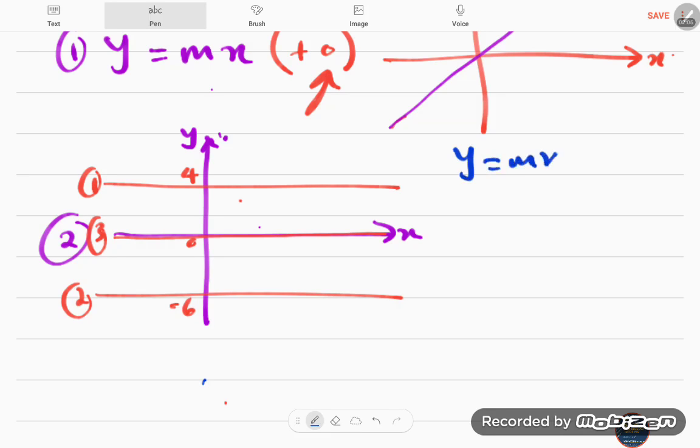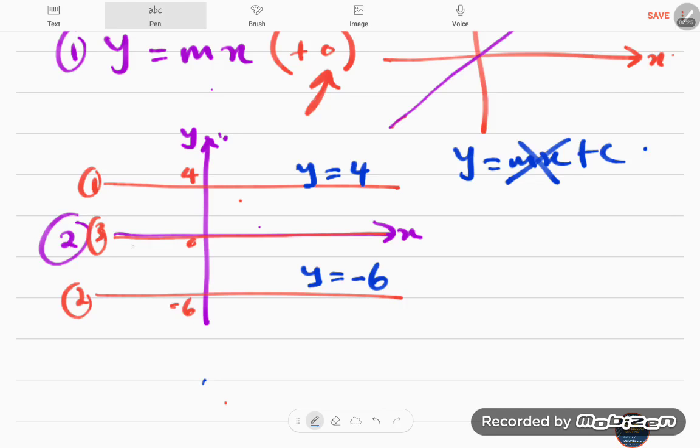For 1, because it does not cut the x-axis, it means that from our y equals mx plus c statement, the mx has to disappear because there is no x where the line cuts through it. So the equation of this is just going to be y equals 4. Same thing for the one at the bottom: it's going to be y equals minus 6. That's the equation because there is no place where it actually cuts the x-axis.